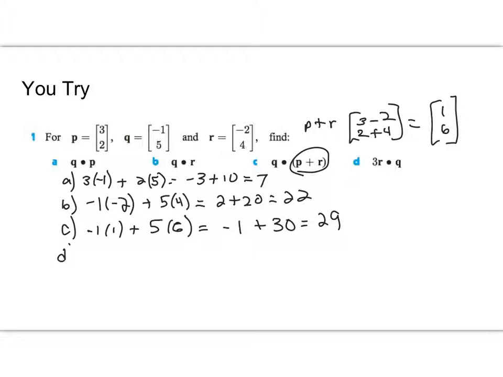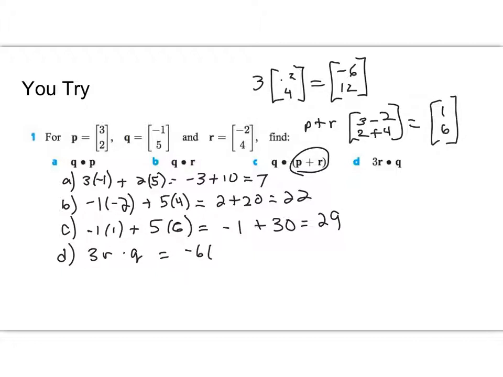And last, I have d, which is 3r dot q. I need to take care of the 3r first. Let's do that up here. 3r would be negative 6 and 12. So 3r dot q is going to be negative 6 times negative 1 plus 12 times 5, which is 6 plus 60, which is 66. Hopefully you got all those correct. Hopefully I got all those correct.